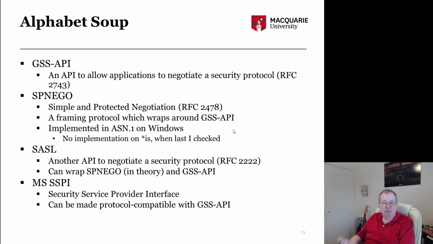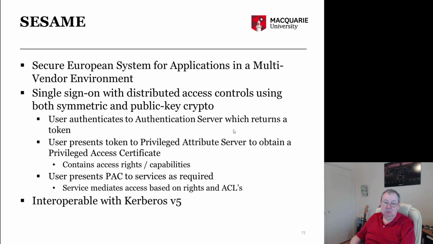What happened when public key crypto came out? Well, somebody actually did come up with an extended version called SESAME, from the phrase Open Sesame. I think the name came first, and the acronymic expansion, Secure European System for Applications in a Multi-Vendor Environment, came later. Essentially, it's a single sign-on scheme. Distributed access controls using both symmetric and public key crypto.